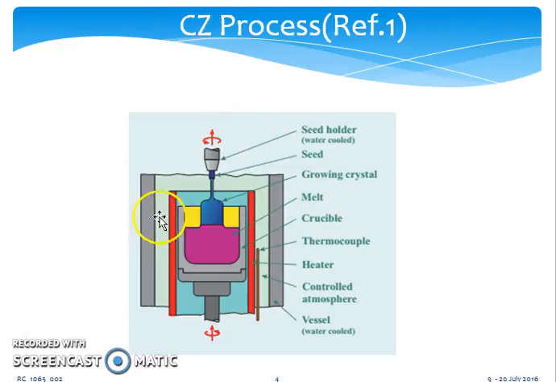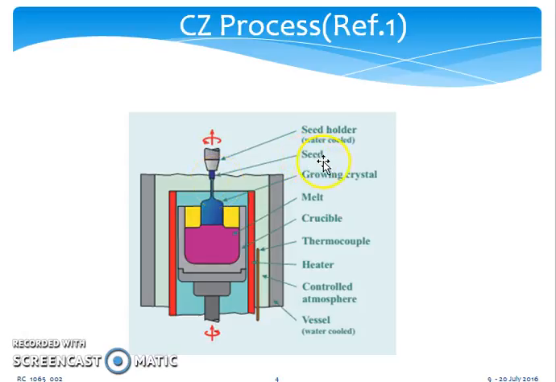In this CZ process, there is a chamber which is filled with an inert gas. In it there is a quartz crucible, and in this quartz crucible the electronically graded silicon is placed. The quartz crucible is surrounded by an RF heater. The temperature of this heater is above 1500 degrees centigrade. That's above the melting point of silicon. So these heaters melt the electronically graded silicon. The other assembly you can see is the seed holder, which has a seed attached to it.